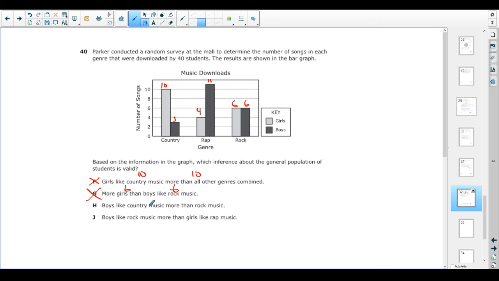Boys like country music more than rock music. Well, that was 3 to 6. That's not even close. And boys like rock music more than girls like rap music. Hopefully this is true, because otherwise we're out of answers. So boys, there were 6 boys, and girls, there were 4 girls that like rap, and 6 is definitely more than 4. This is correct, and we are done.